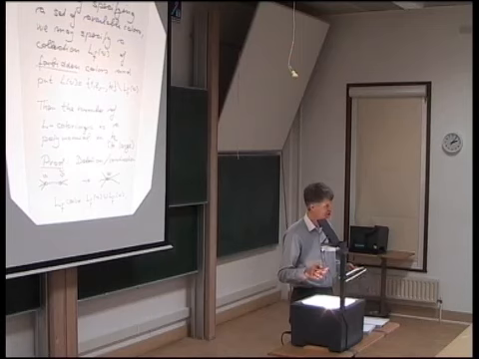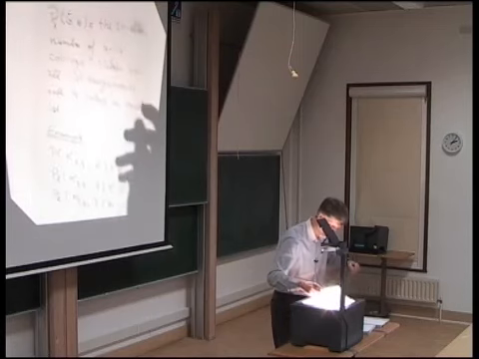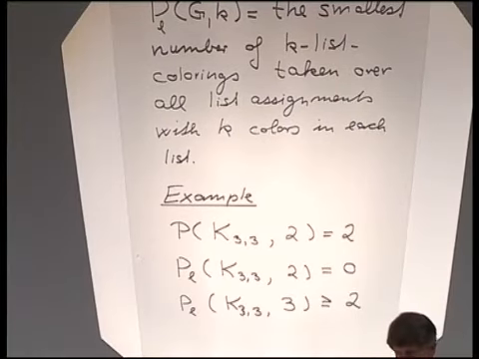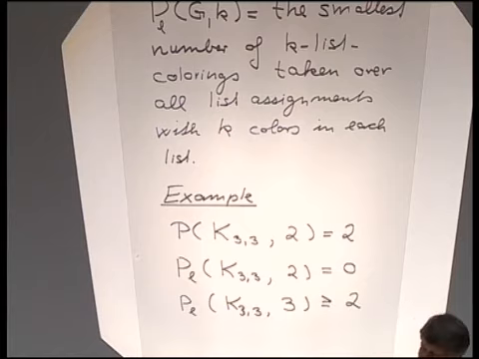The only interesting thing I can say about it is that it's a polynomial. Here is another approach, which I think is maybe more interesting. We can look at all list assignments with k colors in each list, and then we can take the smallest number of list colorings.